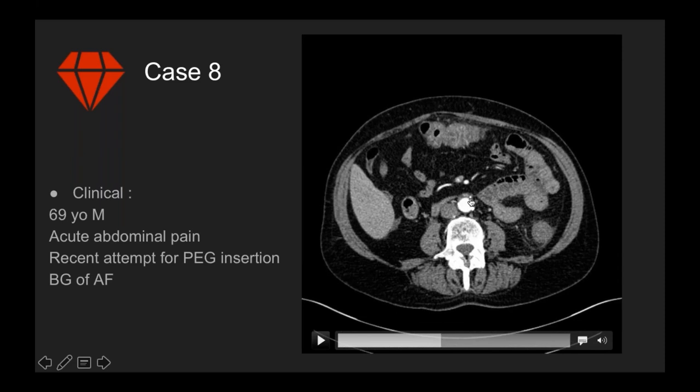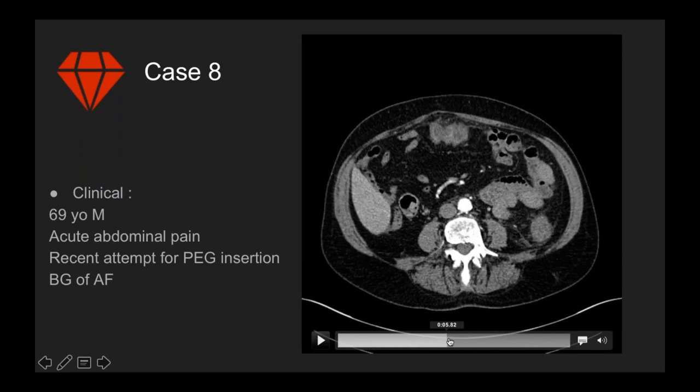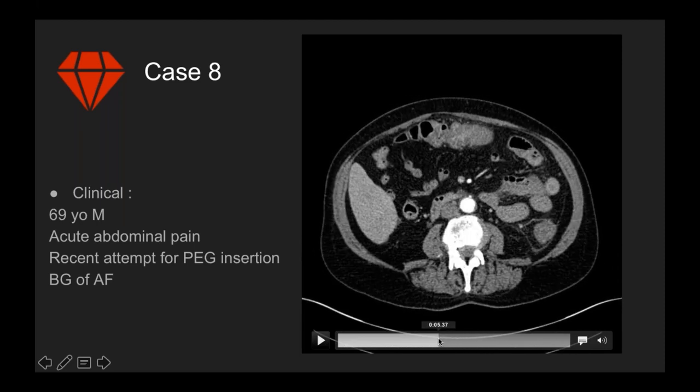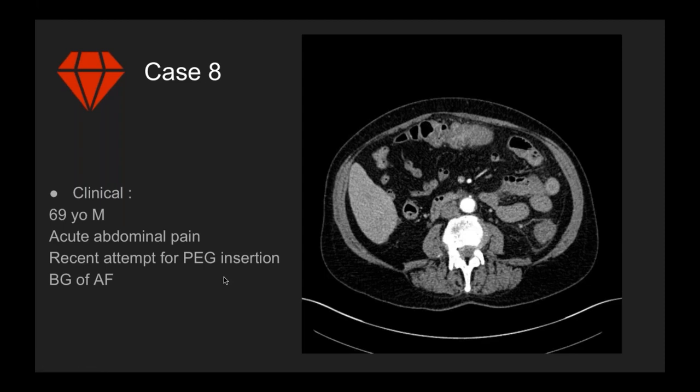And this is the IMA coming off the aorta. But actually, in the perfect case, you would see a blockage, but you can't see one here, but there obviously must be an IMA blockage. And the reason why this history here is quite important is because he's had a background of AF, so that means he must be on anticoagulation, but because he's had a recent attempt for a PEG insertion, they would have stopped that anticoagulation, and that all kind of makes sense as to why he would be prothrombotic and why he's developed bowel ischemia.